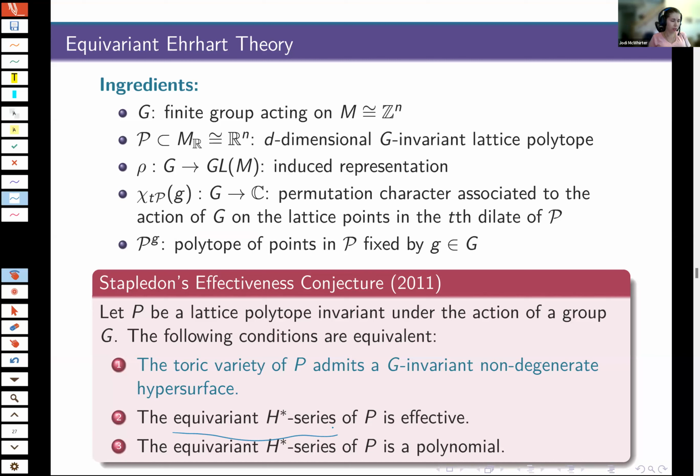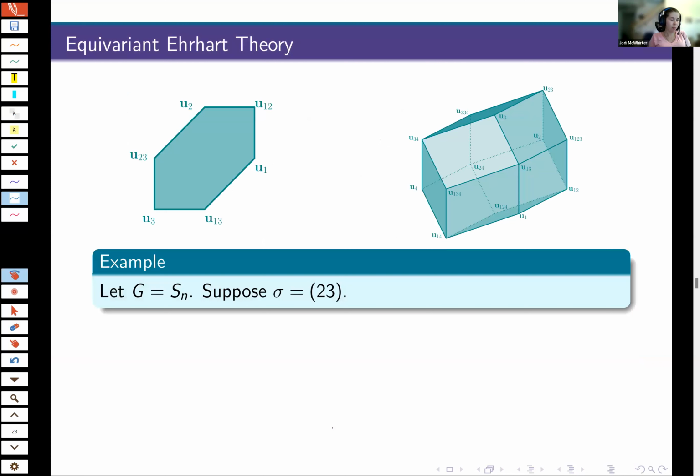So in order to address this question here, we first need to ask, what are the fixed polytopes and what happens there? So here's our polytopes again. So let me tell you about the group action that we're going to be looking at on these polytopes.